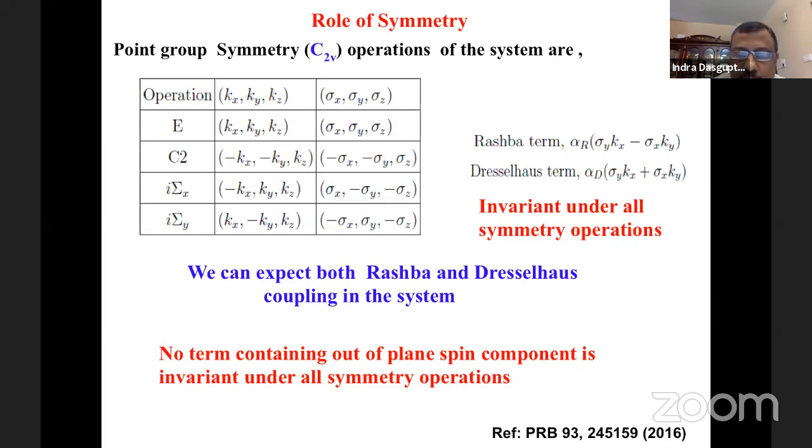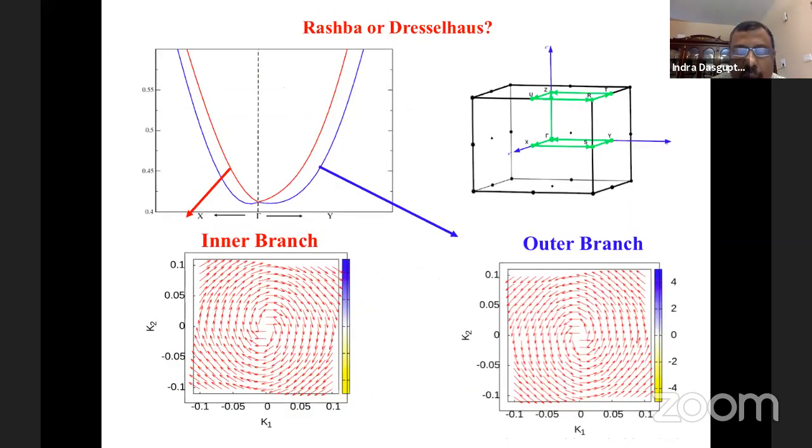In this case, what we figure out is that, given the point group symmetry C2V, both the Rashba term as well as the Dresselhaus term are allowed. So with this group theory exercise, let us go ahead and look at the band structure around the gamma point in presence of spin orbit coupling, and we can clearly see that the band splits. We have now calculated the spin texture for the inner branch and the outer branch, as you can see. Although there's a possibility of both Rashba and Dresselhaus effects, the spin texture clearly tells us that this system essentially hosts the Rashba effect, right?